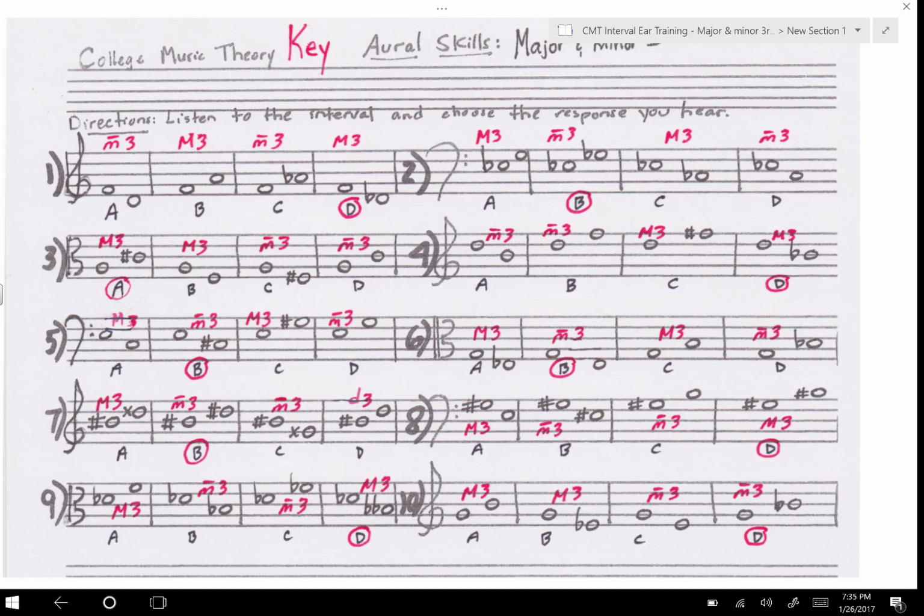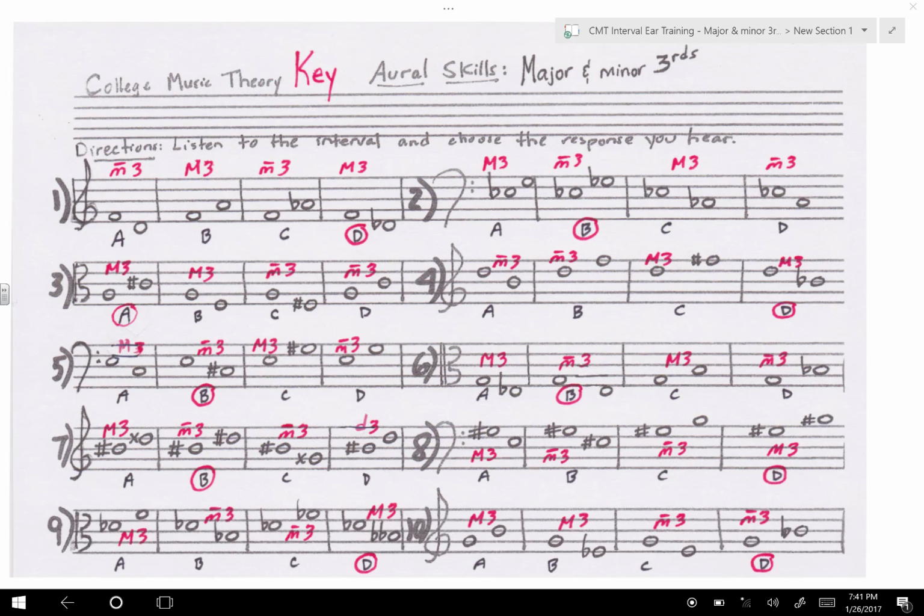So here's our minor third, 1A, and our major third, 1D. If you chose 1A as your answer, then that would be the next best answer because it is a descending interval. But B and C, on the other hand, those are melodic ascending intervals. So we didn't hear anything ascending. Let's move on to number 2.